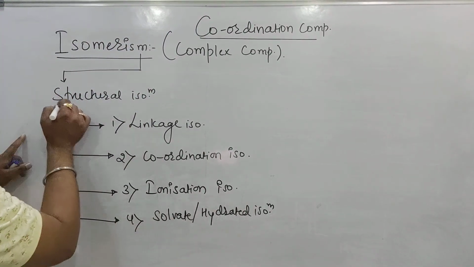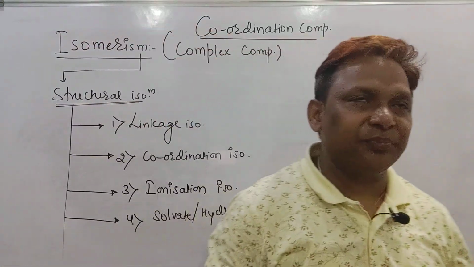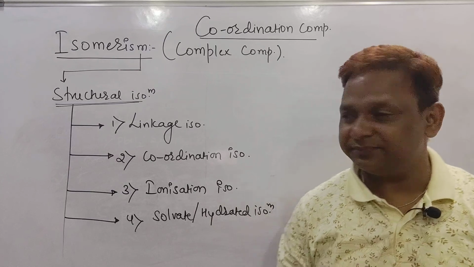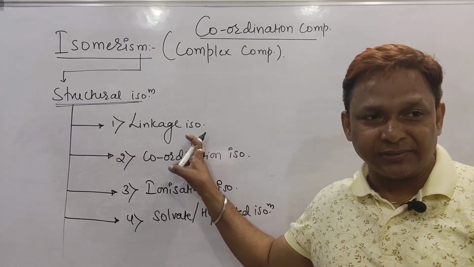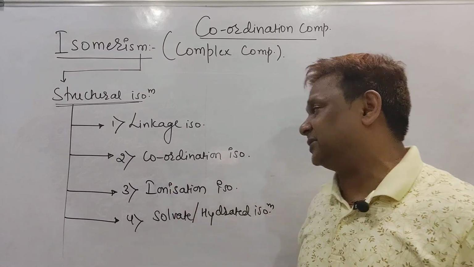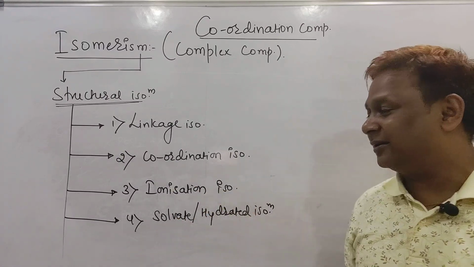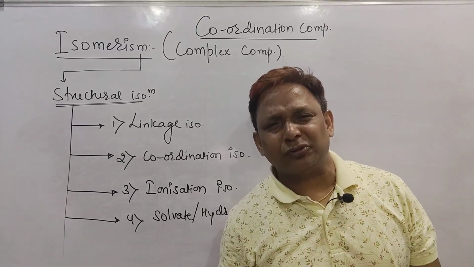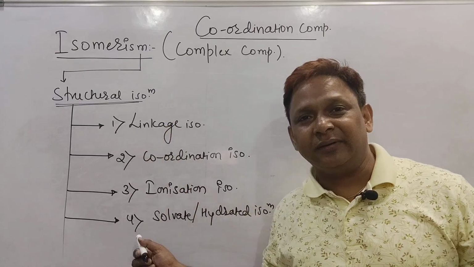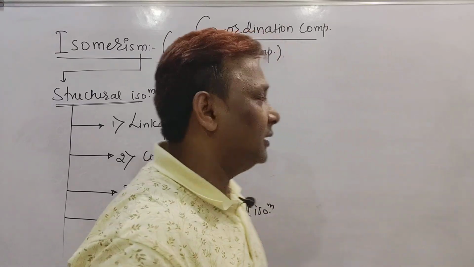Among the structural isomerism, in the exam they will ask you this question: which of the following will show linkage isomerism? So we should know about linkage. Which of the following will show coordination isomerism? So we should know about this one, ionization and solvate or hydrated. Most of the students, since in NCERT all the examples are given, will start to mug up the things. But I will teach you the trick over it, how to identify.